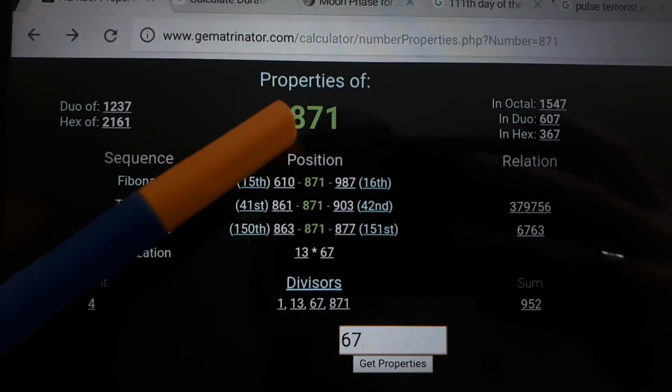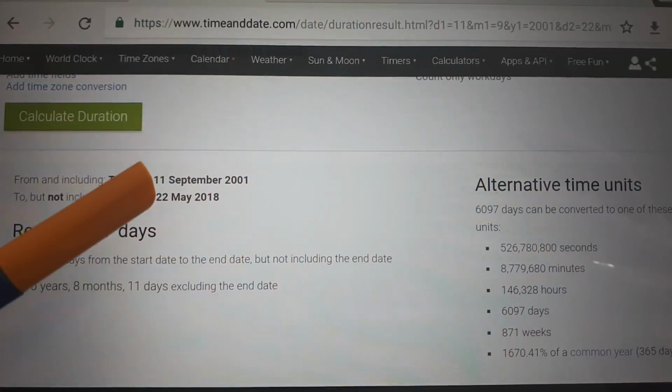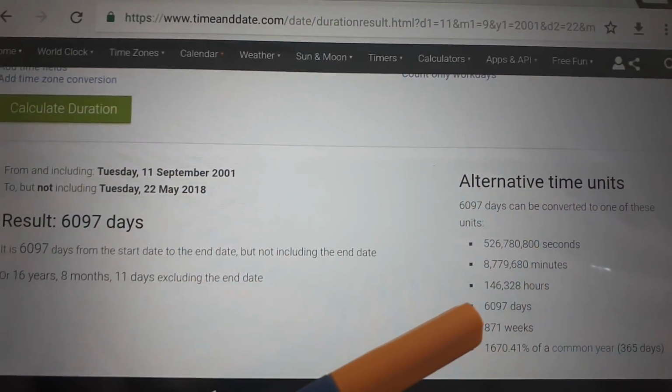13 times 67 is 871. 9/11 to 225 then, 871. 13 times 67.